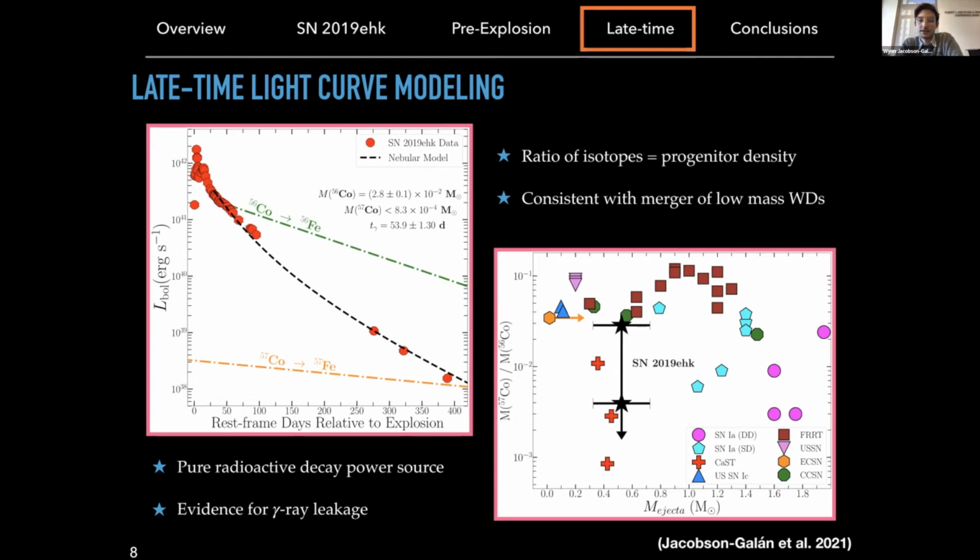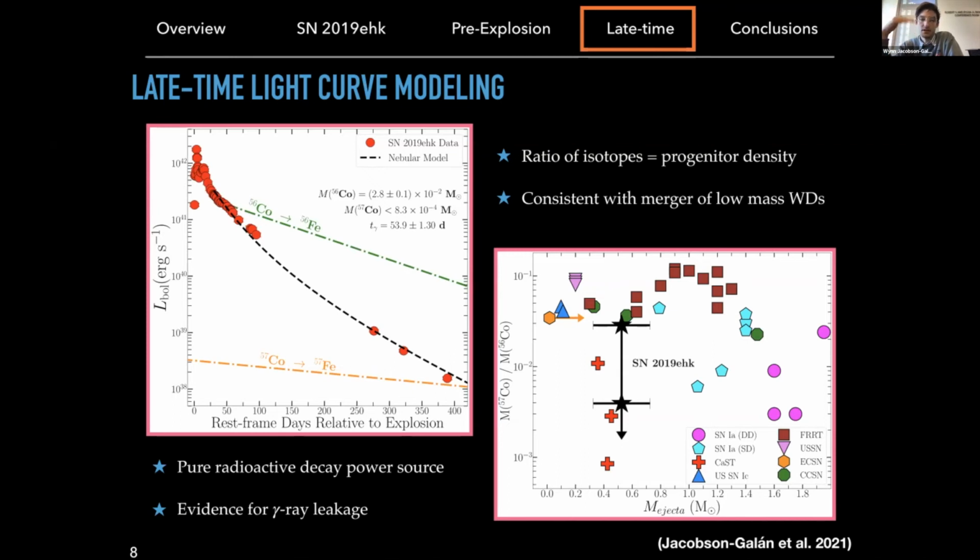It's linked directly in explosion models by very, very talented theorists who run these simulations, explode these models, calculate the nucleosynthesis, and then tell us, what are the ratios of these isotopes? What should you be seeing? And in black, I've plotted here for a range of ejecta masses.